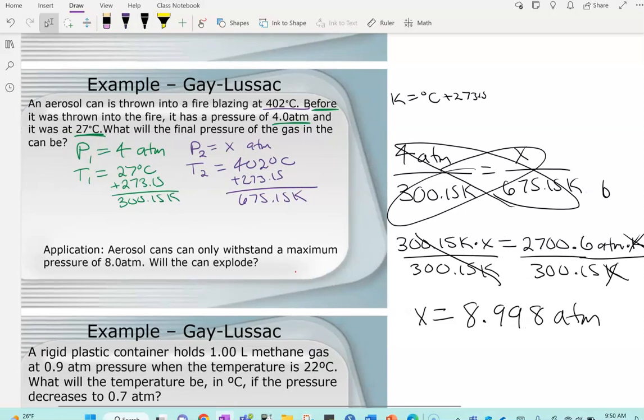So then the application question is, if the maximum pressure of the aerosol can is only 8 atm, will the can explode? Yes, because its final pressure is above the maximum pressure that the aerosol can withstand. So that's why you don't throw something like that into a blazing fire.